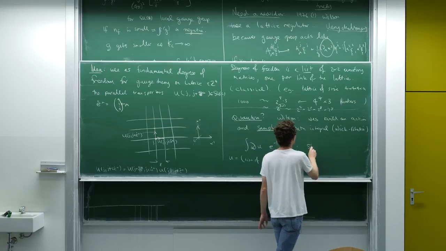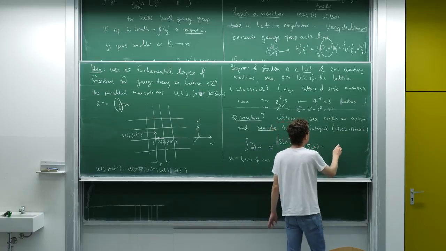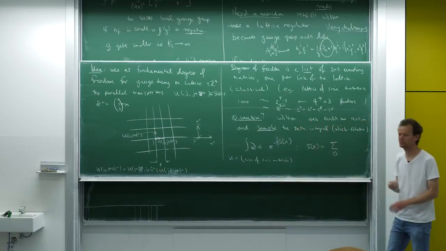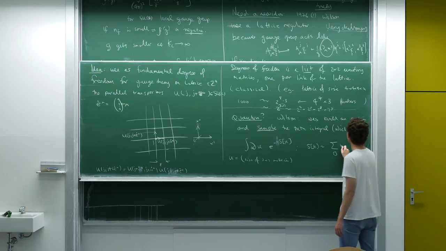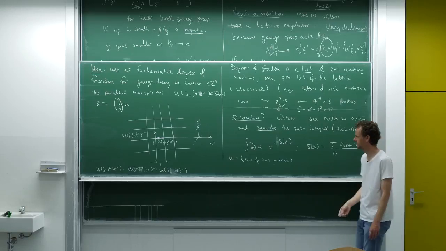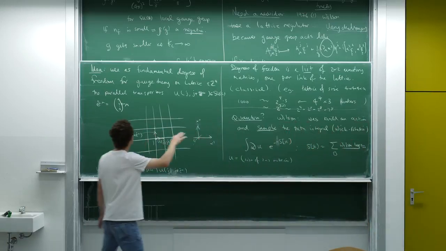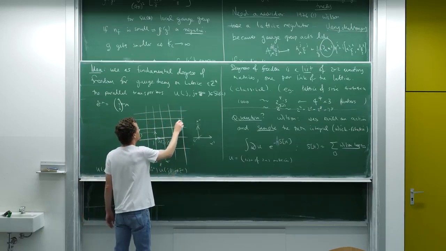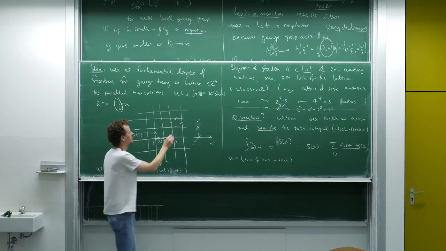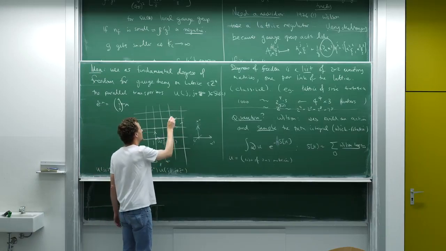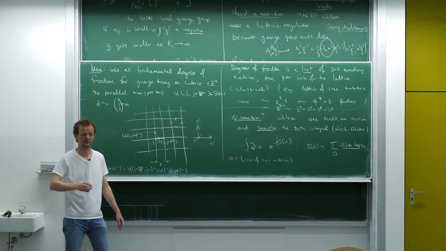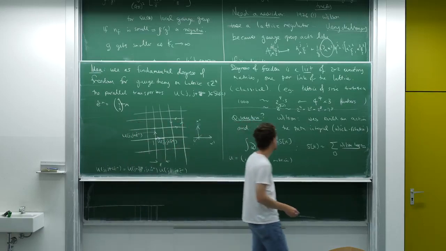And so the action that Wilson chose is a sum of plaquettes of something called a Wilson loop. So you look at the lattice here, and then you build the following object. You take the parallel transporters going from here to here, from here to here, from here to here, from here to here, multiply them all up, and take the trace. And that's a thing called a Wilson loop.